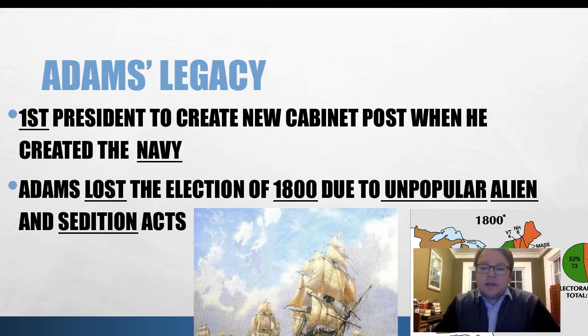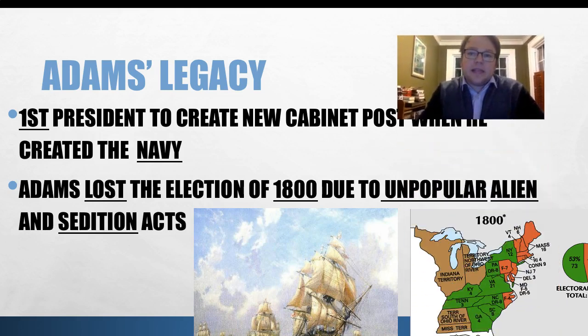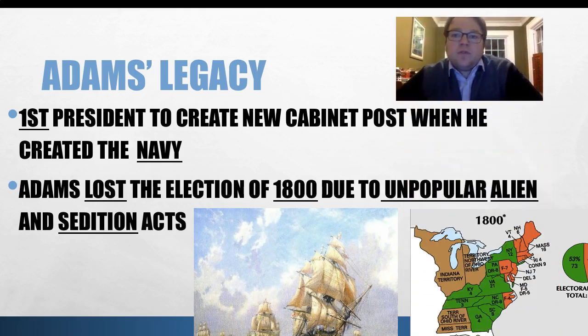So, let me get out of the map here. So what was Adams' legacy? Some historians have used one word to describe Adams' 4 years in the presidency, and that one word is awful. However, one big lasting impact, or one big lasting precedent, if you will, of Adams' presidency is he's the first president to create a new cabinet post. Basically, he creates the Navy and then names the Secretary of the Navy. So that's something that lasts today. He also is fundamental in creating the Marine Corps, which is another part of our armed forces.